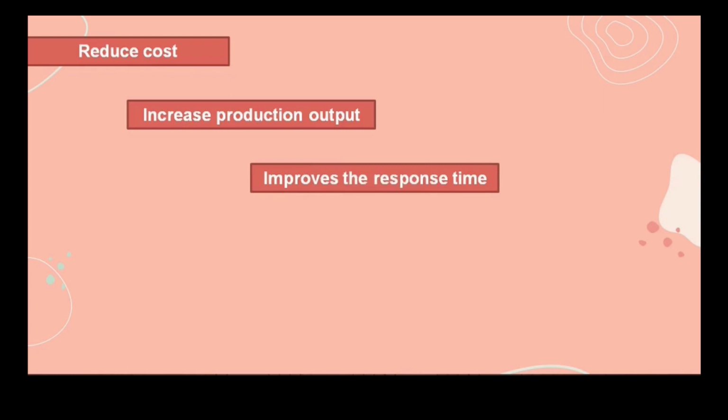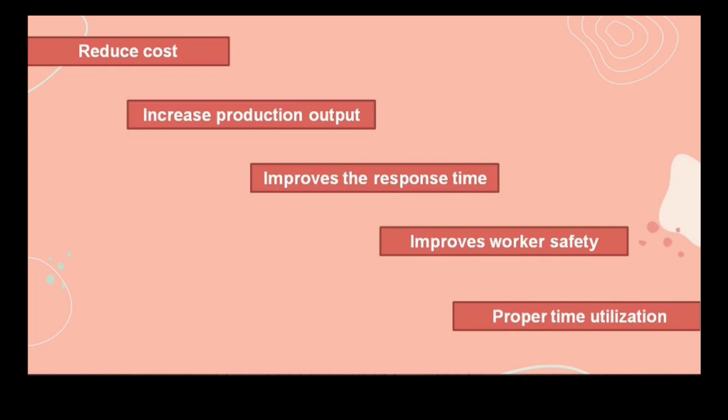Next, it improves the response time, because through automation or through machines you can get a large amount of production in less time, so it will improve your response time. Next, it improves the work safety. There might be some conditions where the workers might be harmed. So through automation, using machines, it will provide worker safety also. And there will be proper time utilization because of the machines that will be used, because there will be less human intervention in it.